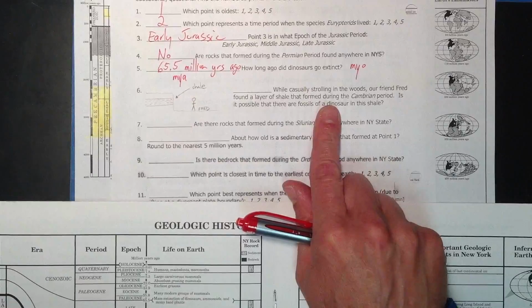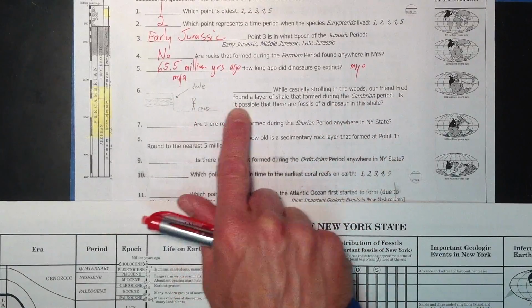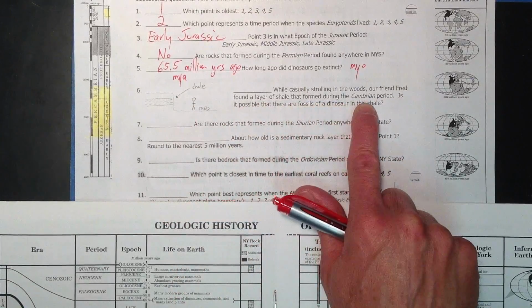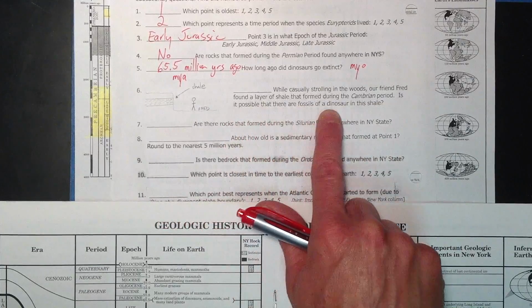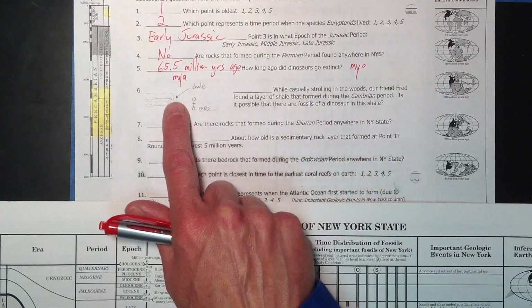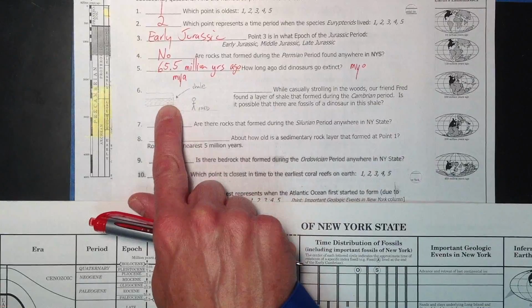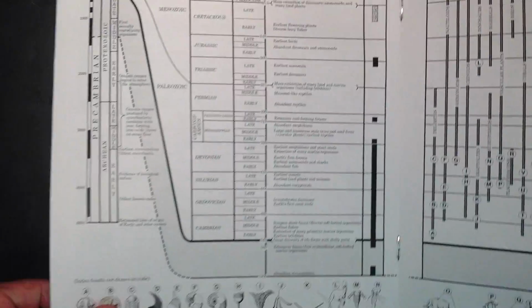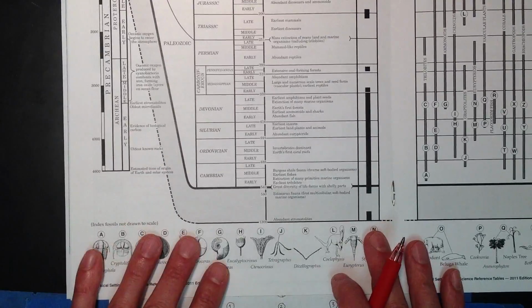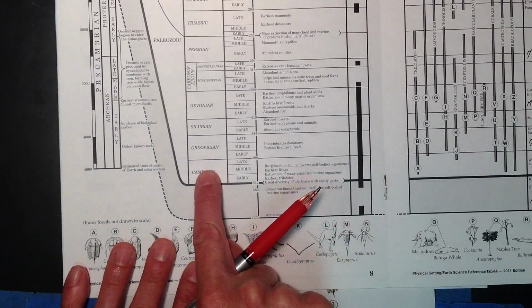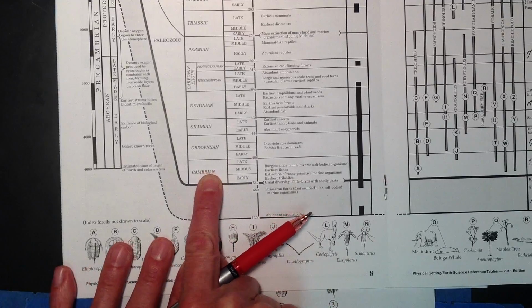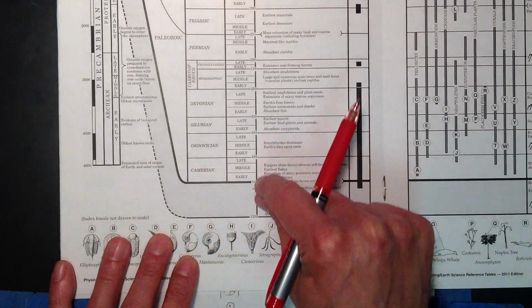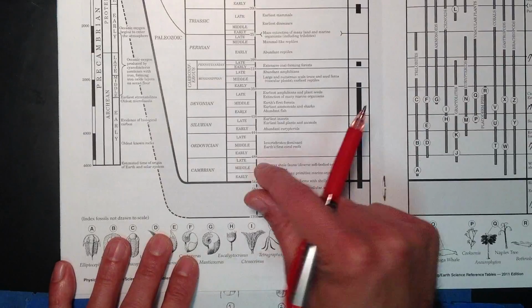6. While casually strolling in the woods, our friend Fred, there's Fred, found a layer of shale that formed during the Cambrian period. Is it possible that there are fossils of a dinosaur in this shale? Okay, so here's Fred looking at shale. Might it be possible there be dinosaur fossils if it's from the Cambrian period? Let's see. So we have to go to the Cambrian period, which is here. Okay, and so the rock formed during this time frame, 542 to 488 million years ago.